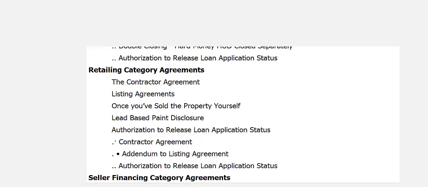Lead-based paint disclosure, authorization to release loan application status. A contractor agreement, what does that look like? Addendum to listing agreement, authorization to release loan application status.